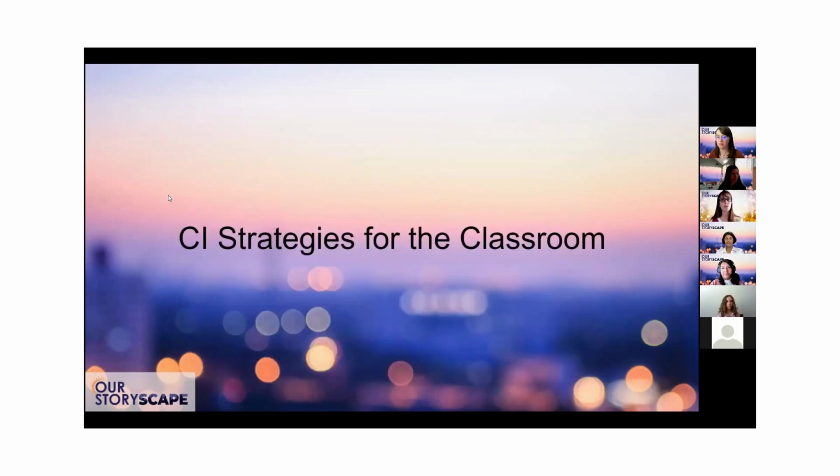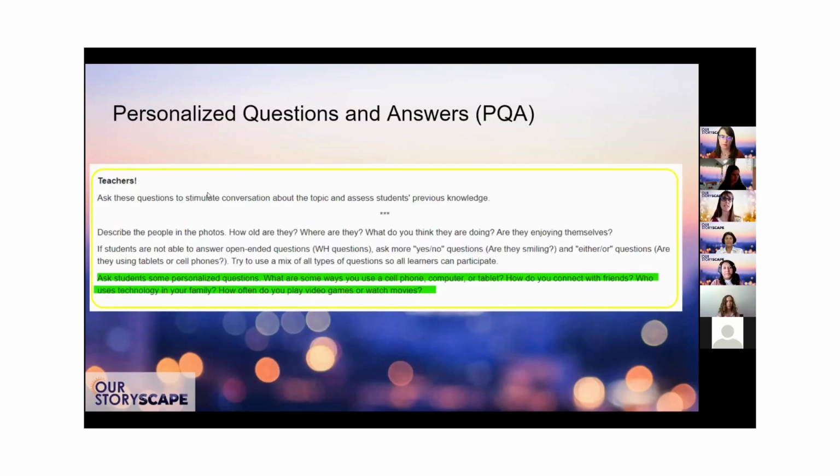So now that we know how to make comprehensible input, what are some things that we can do in the classroom to use comprehensible input with our students? One of the big things is personalized questions and answers, which often gets shortened to PQA. And in our Storyscape, we've got instances where you can engage your students in PQA. This is a great way to get them thinking about the vocabulary before they actually see it in context, to hear it lots of repetitions, and to think about the vocabulary in a personal way that pertains to them and makes it a lot more real for them.